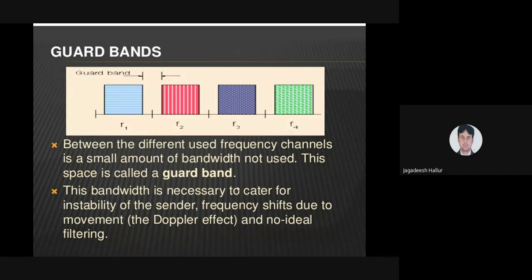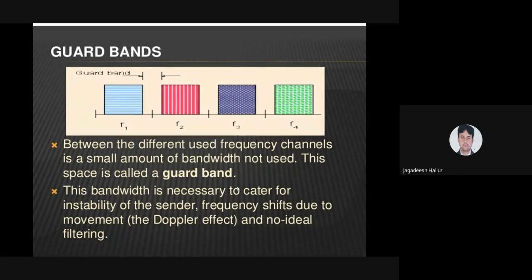The frequency has been divided, and in between the frequencies we are going to use guard bands. The function of the guard band is to avoid interference between the two signals. So in between the two frequency bands, guard bands are present.